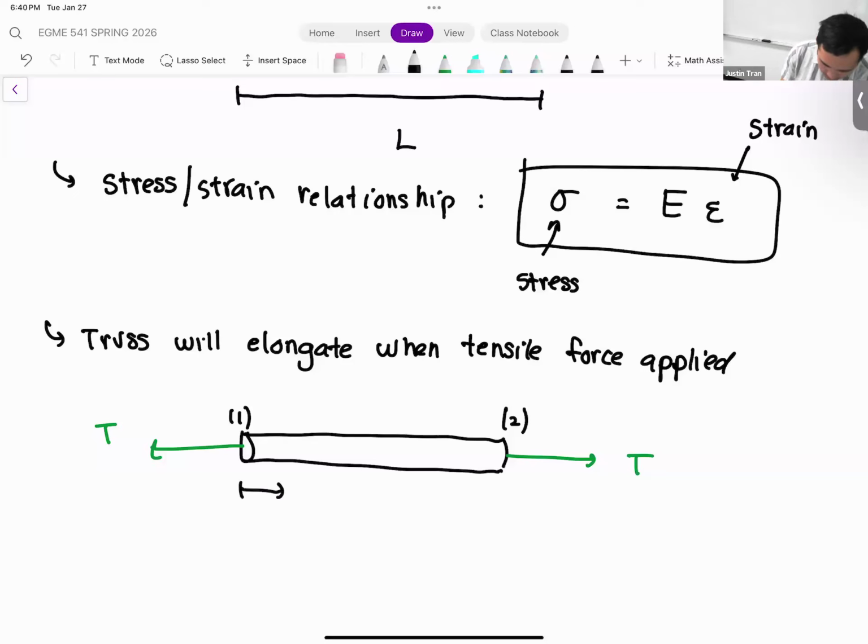Now, just to keep things consistent, I'm going to define the positive direction for the displacement to be going to the right. And so I know that if you apply this tensile force, node 1 is going to move to the left, but just the way that we're going to define the direction for the displacement, we're going to define it going to the right. So this is going to be D1. And on the right-hand side, we have D2.